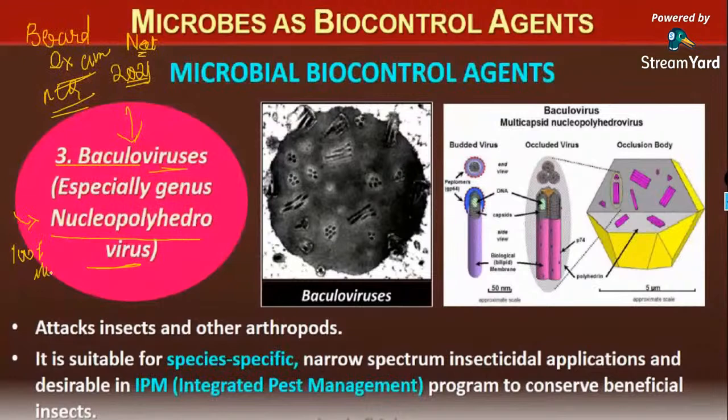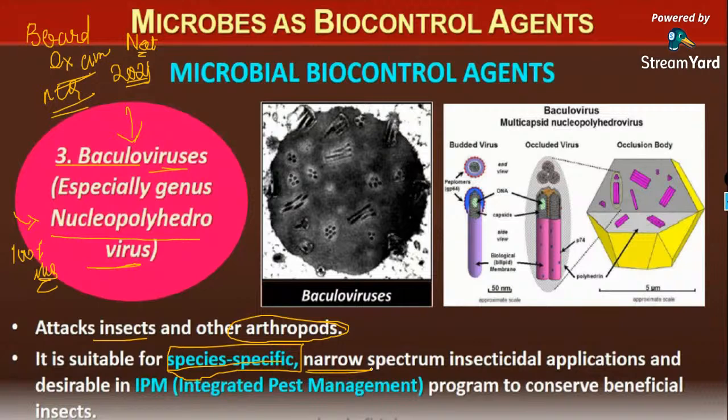Okay, so these baculoviruses belong to the genus nucleopolyhedrovirus. They attack insects and other arthropods, that is, those agents which belong to the phylum Arthropoda. They are species specific, specific to a particular species. Narrow spectrum insecticidal application. What do you mean by narrow spectrum? Which you will discuss in detail in the chemistry chapter of your class 12th.